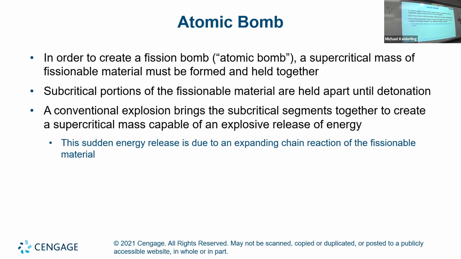A conventional explosion brings the subcritical segments together to create a supercritical mass capable of an explosive release of energy. This is one of the ways you can make a nuclear bomb. The other way, you can take a just-short-of-subcritical mass and then you can implode it. As it gets denser, it ends up being supercritical. So that's the other way you can make a nuclear bomb.